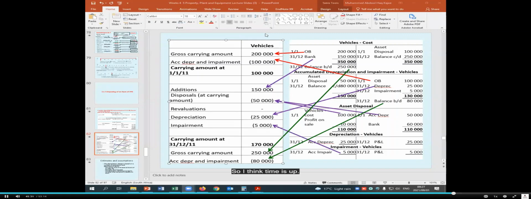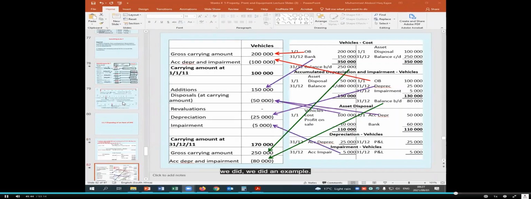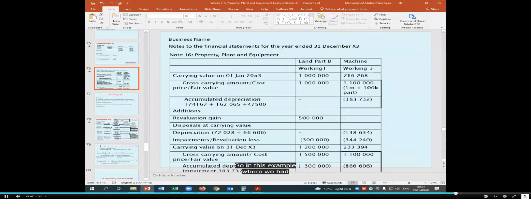So I think time is up. Okay, that's fine. We are almost done now. So what would be the difference in the PPE note if the revaluation model was used instead of the cost model? We did an example, right? In this example where we had land and we had a revaluation, it'll basically have a movement in revaluation gain if there's a revaluation during the year.